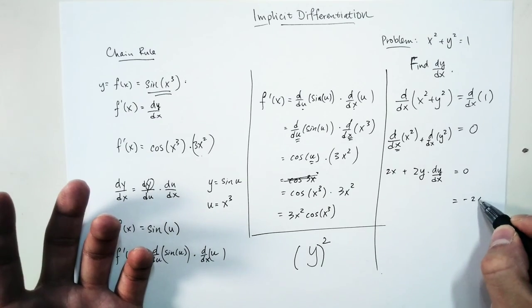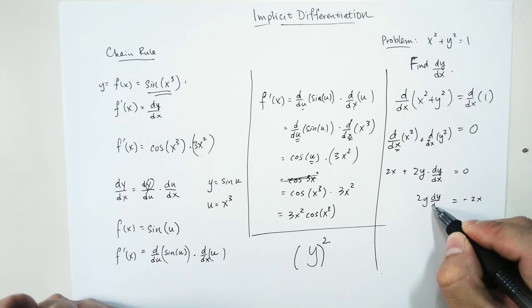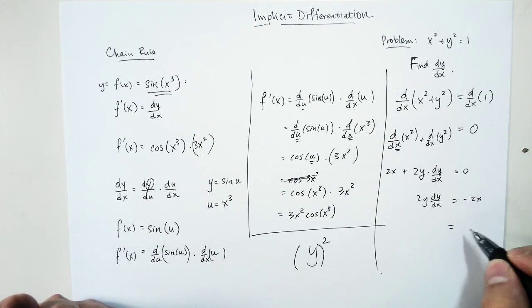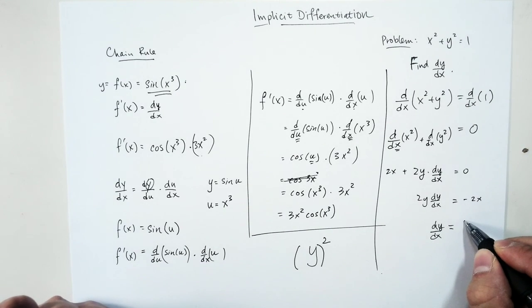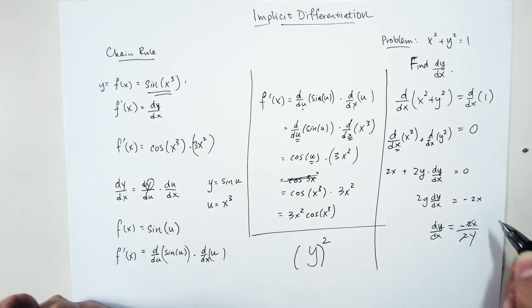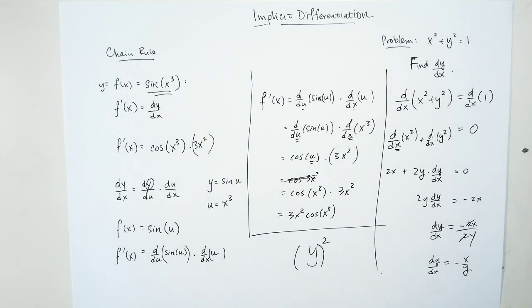So let's go ahead and move things around. Okay, so 2y dy dx is equal to negative 2x. So dy dx is simply negative 2x over 2y, and the 2 got canceled out, so dy dx is equal to negative x over y. Okay, so this is how we do implicit differentiation. You have to have a strong understanding of chain rule in order to perform implicit differentiation successfully and meaningfully.